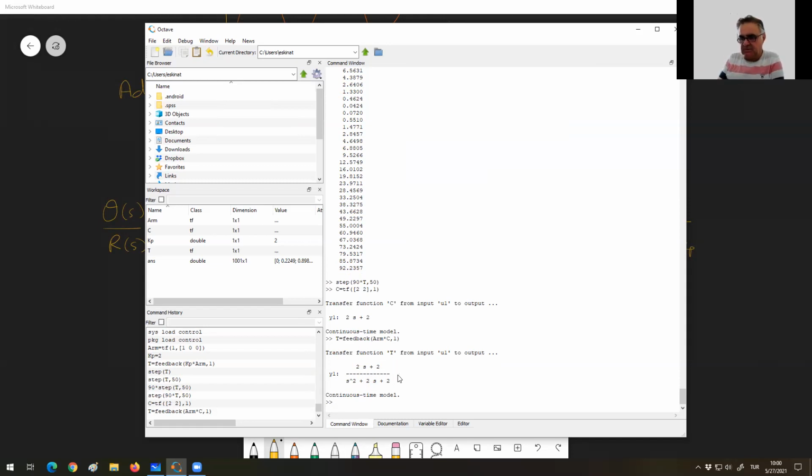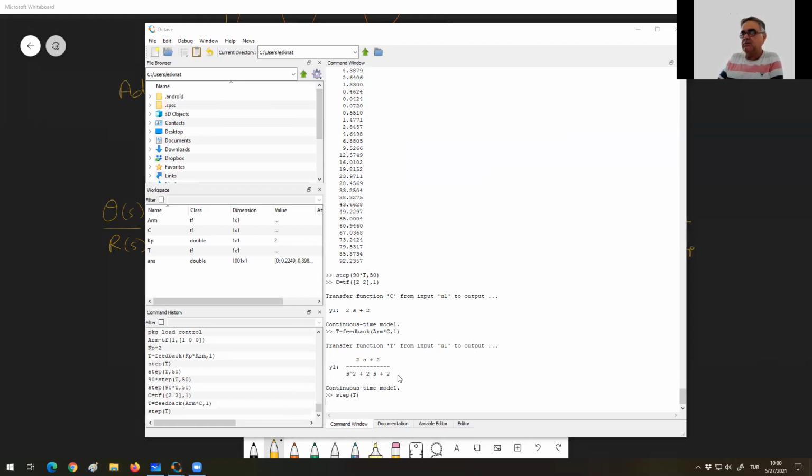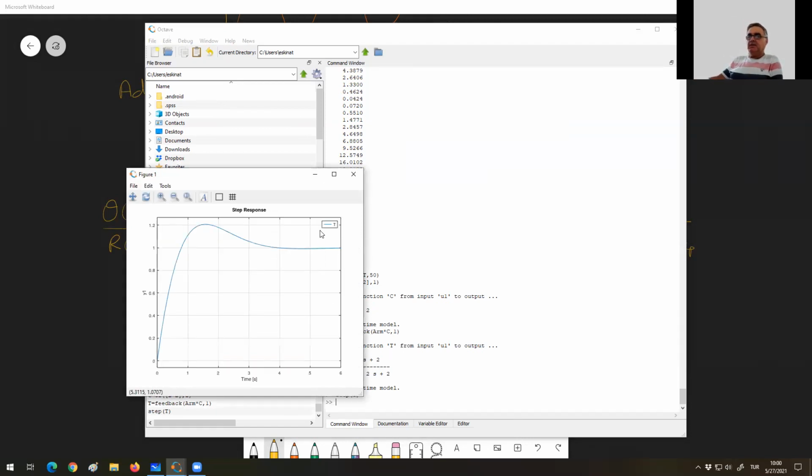We can look at its step response. Step of T. You see, the response has some overshoot, but it settles at the value of 1. This is a unit step response. So we want it to settle at the value of 1, and it does settle at the value of 1. It does because actually the system type is 2. You have 2 free integrators.